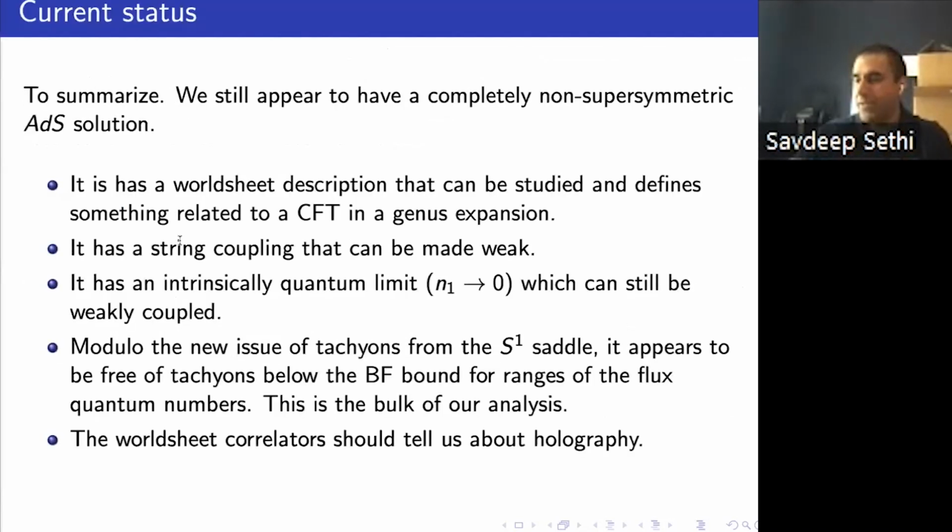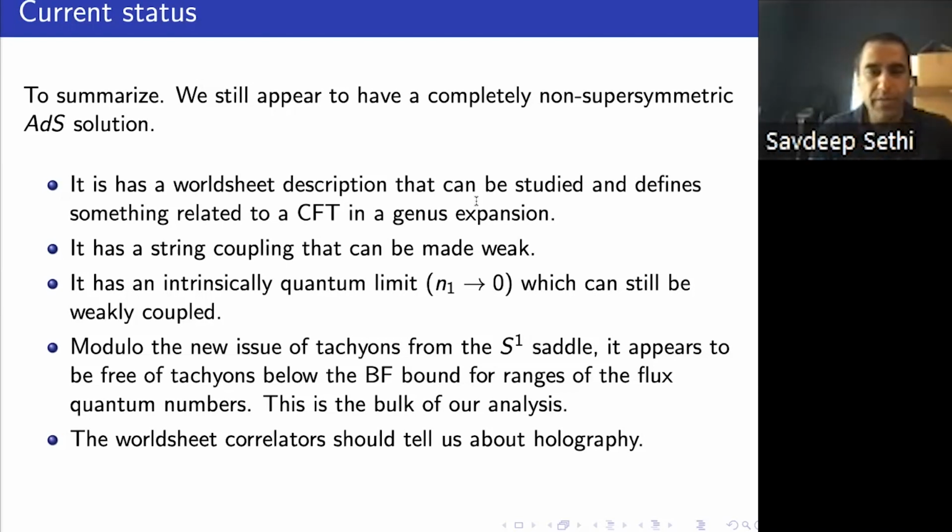Let me summarize, since my time is up. It looks like we still have a completely non-supersymmetric ADS solution that's perturbatively stable. It's almost certainly non-perturbatively unstable. It does have a worldsheet description, so you can study it, and you can compute correlation functions in the worldsheet that should correspond to holographic correlators in whatever the dual holographic theory is. Maybe not a CFT precisely, but whatever it should be.